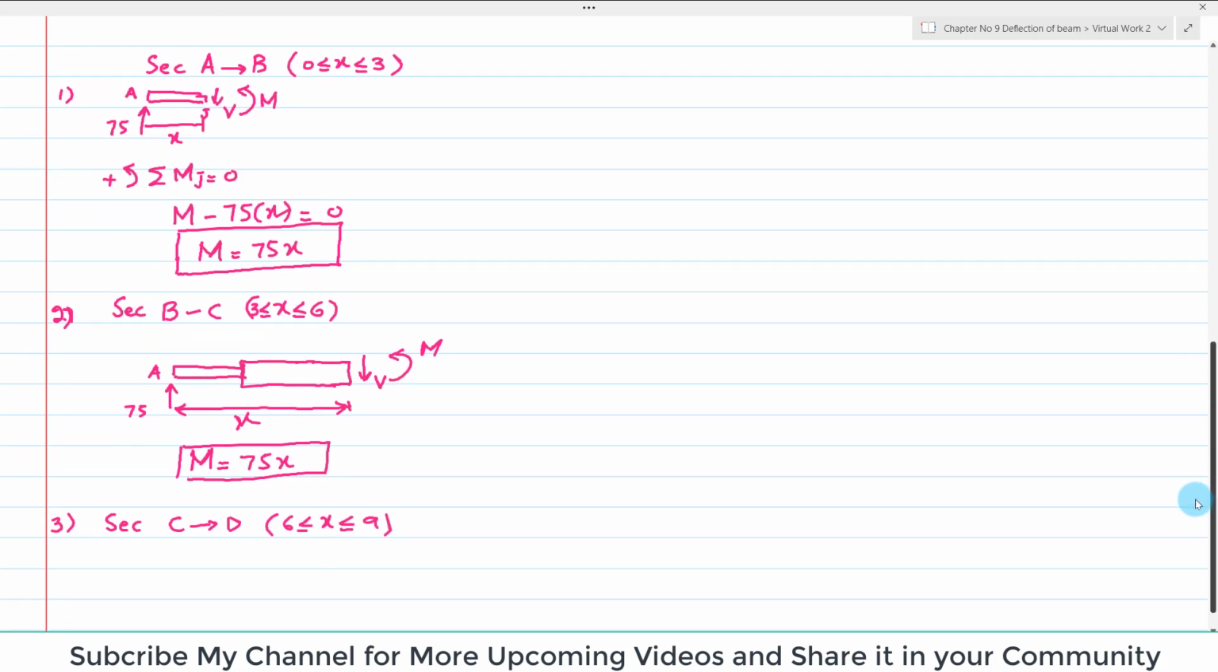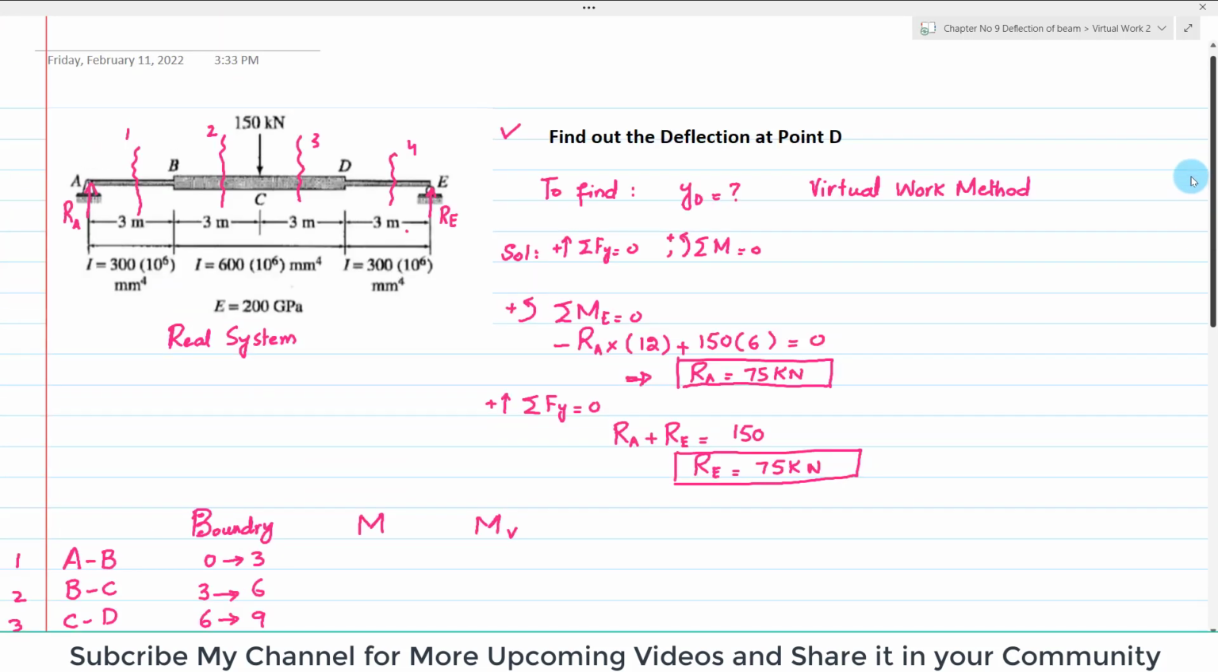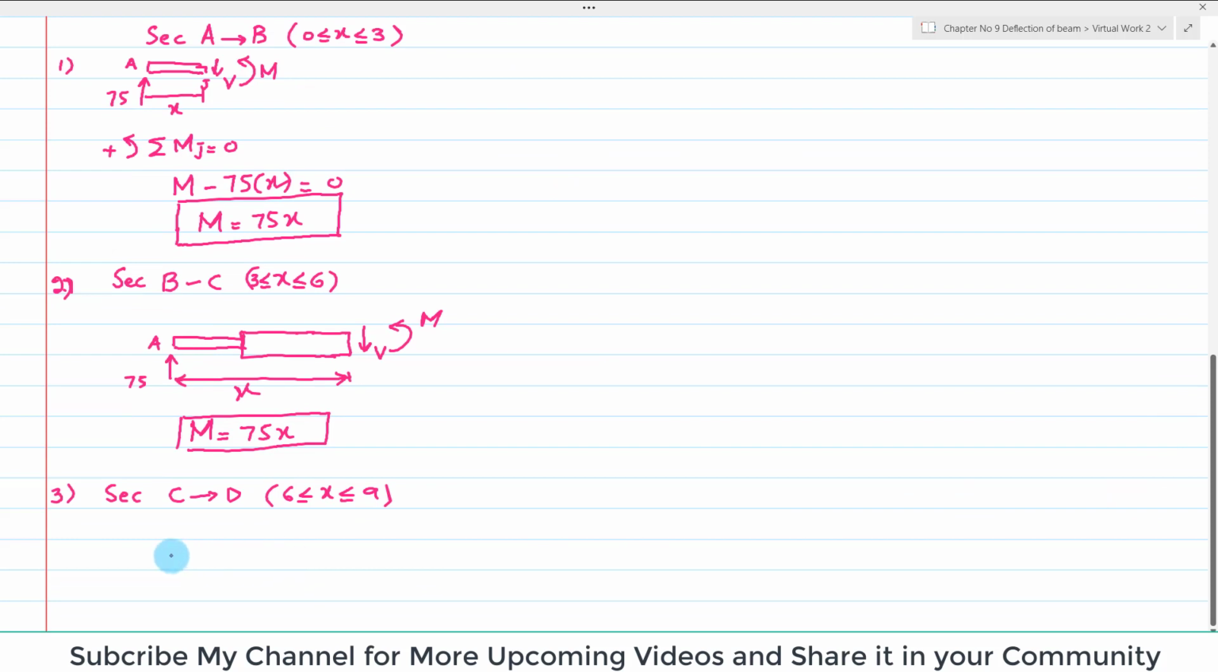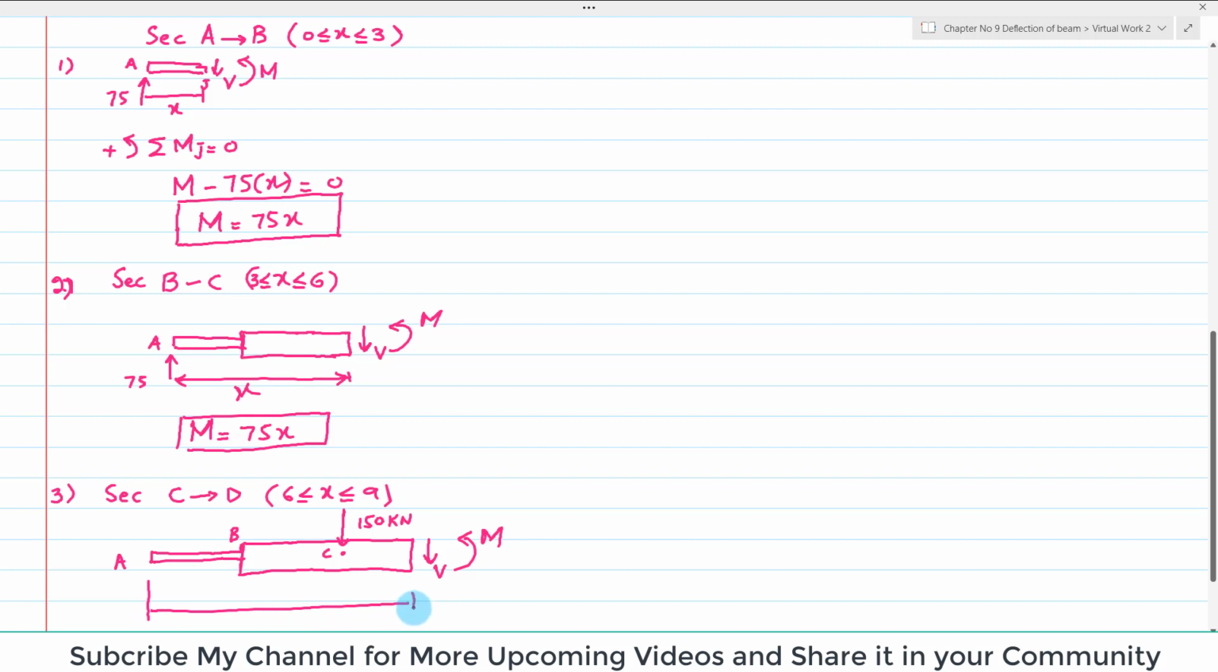So if you draw the free body diagram when you cut the beam at section 3, I will draw the free body diagram over here. So it will look like this. Larger beam, then this is point A, this is point B, and this point is point C, and at C we have a concentrated load of 150 kilonewton, and where you cut it, there will be a shear force and bending moment M. This total distance is X.